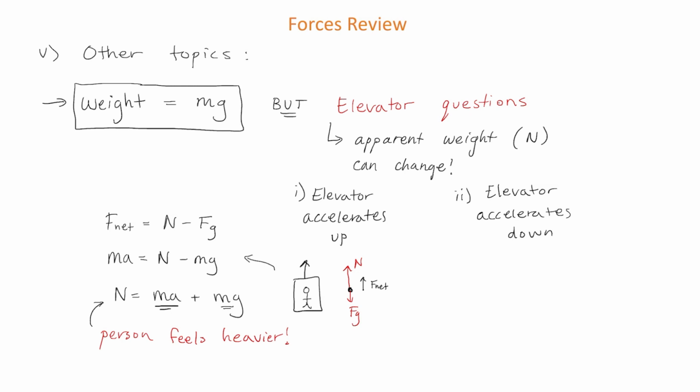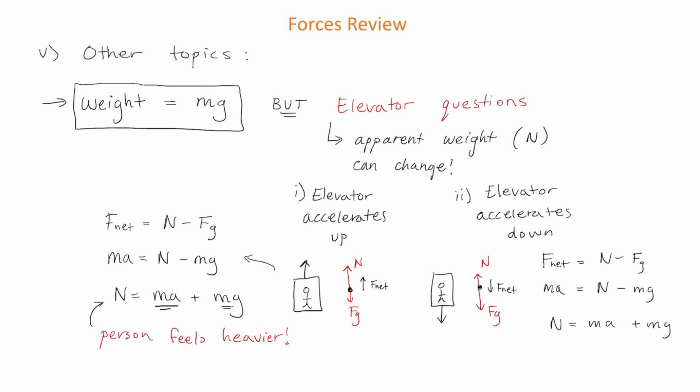Now let's look at what happens when a person is in an elevator that's accelerating down. I will start by drawing a free body diagram, and if I were to write my Fnet equation, it would be the normal force minus the force of gravity. The person is accelerating down with the elevator, so I can replace Fnet with ma, and I can replace the force of gravity with mg. I'll rearrange and isolate for the normal force, and I can see that the normal force is equal to ma plus mg.